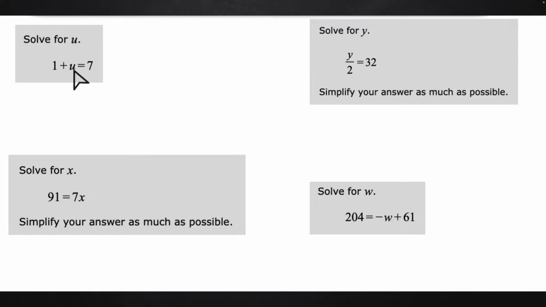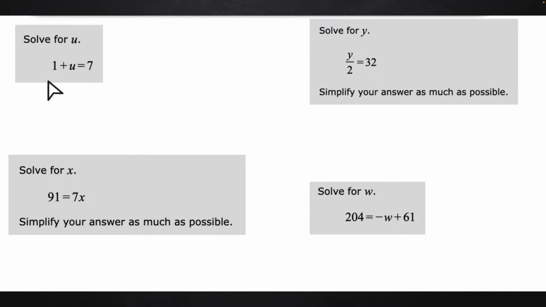So with this one, we can even think about it. This is a very simple problem. If I know that this side is 1 plus something, and it has to equal 7, because both sides have to be equal to each other, well, what would u need to be to get 7? It would need to be 6, right? Because 1 plus 6 is 7. So that's kind of just looking at it.